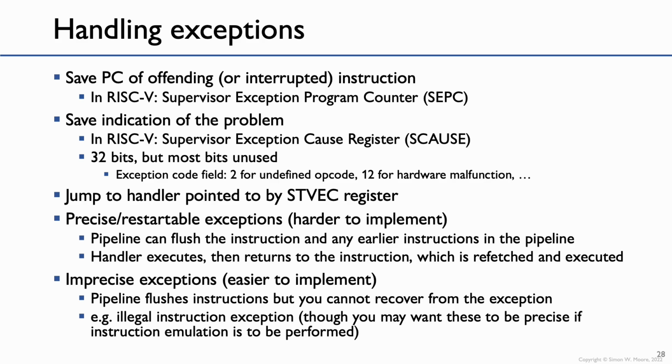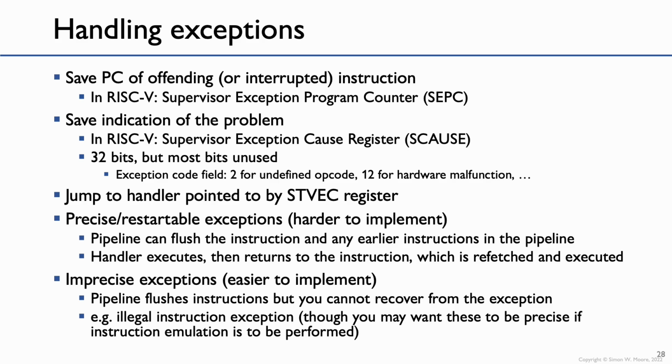Imprecise exceptions are easier to implement and are used in some processors. Here the pipeline flushes the instructions, but you can't recover from the exception, at least you can't go back to precisely the right point. This can be used, for example, for an illegal instruction exception. If you just choose that if a program executes an illegal instruction, it's just going to core dump and you're going to shut the application down because it's made a mistake, then you could raise an imprecise exception.